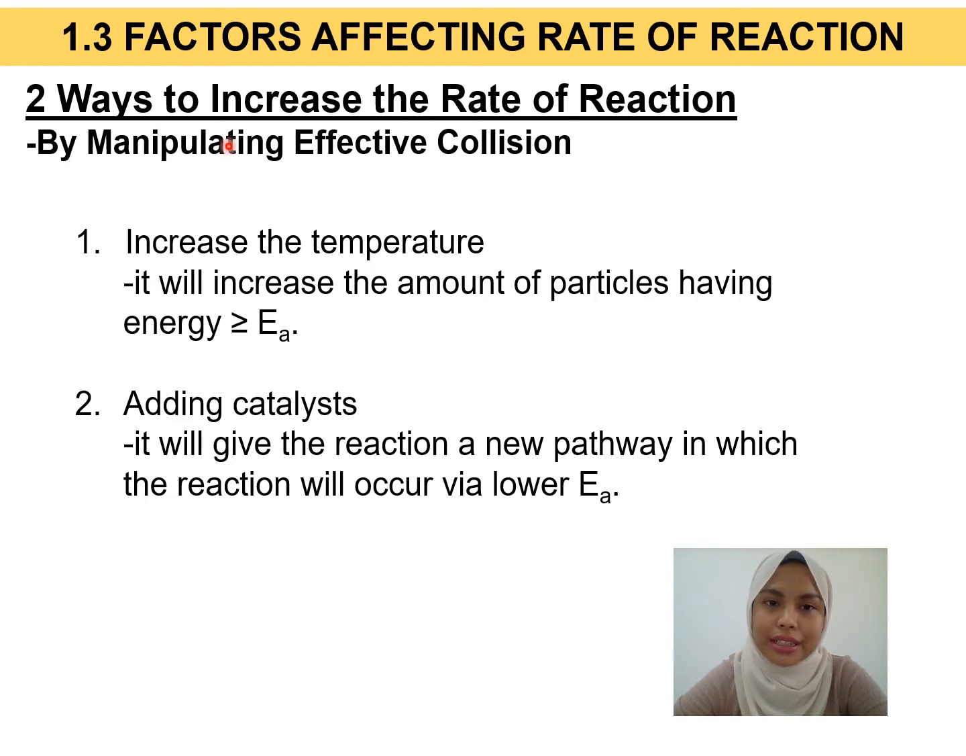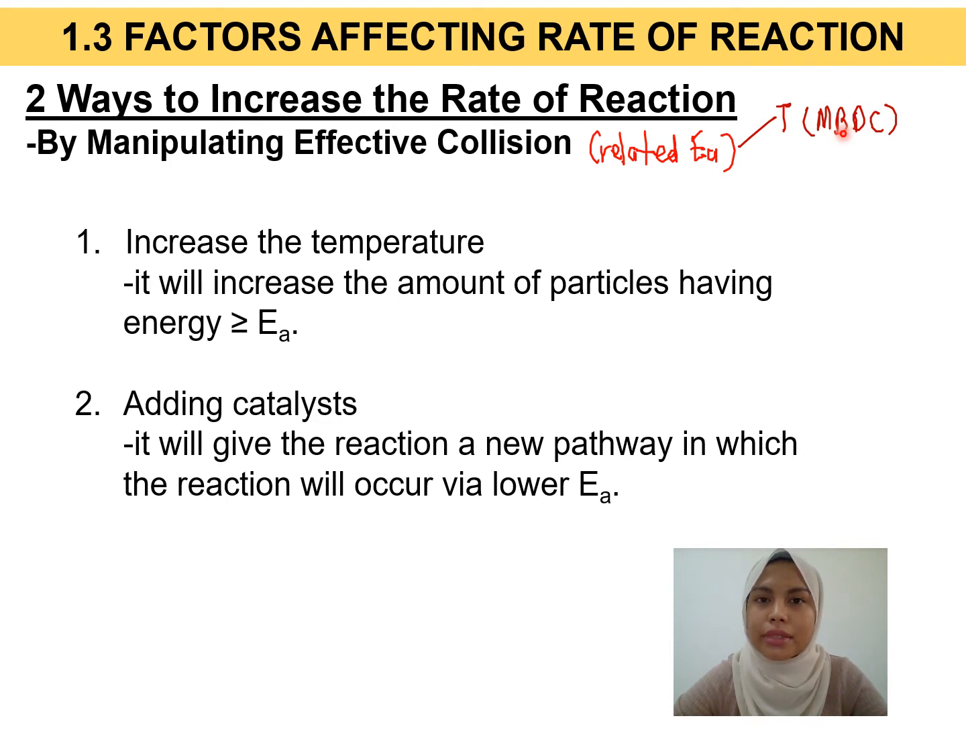Okay, there are actually two ways yang you boleh increasekan the rate of reaction by manipulating the effective collision. Okay, benda ni akan related to activation energy. Okay, so apalah benda yang related to activation energy? Ada dua actually factors yang relate dengan activation energy. So the first one, temperature. Okay, temperature kan kita ada relatekan dengan activation energy. Kan kita belajar tadi pasal Maxwell-Boltzmann distribution curve tu. Okay, di mana kamu kena buat curve yang menunjukkan number of particles melepasi garisan activation energy. And another thing ialah pasal catalyst. Catalyst pun dia ada mention pasal activation energy.